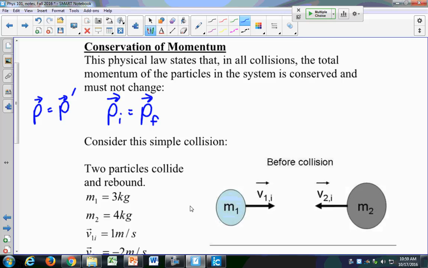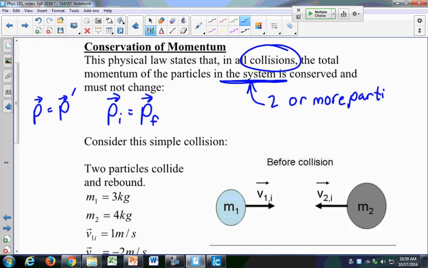This refers to the momentum in a system. So you need to figure out what is the system that we're talking about. And because we're going to be talking about collisions, that system will have two or more particles. Because you can't have a collision with just one object. That doesn't really make any sense. So we'll only talk about collisions with two or more particles. And in fact, in this class, we'll only deal with two particles. It makes the calculations a lot simpler.